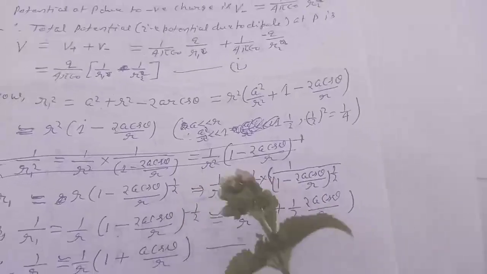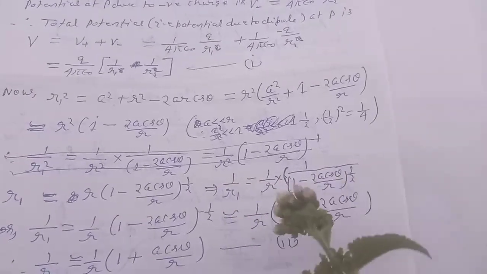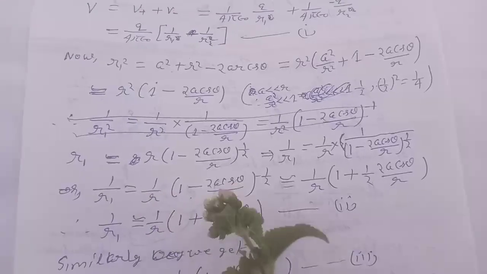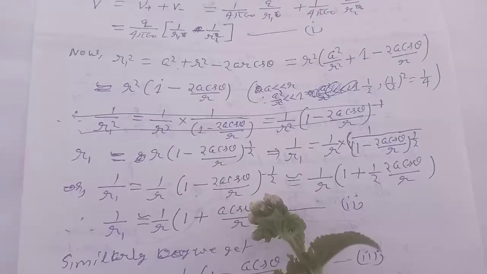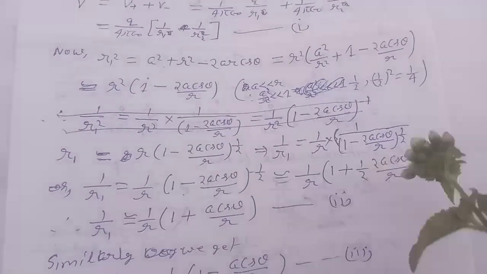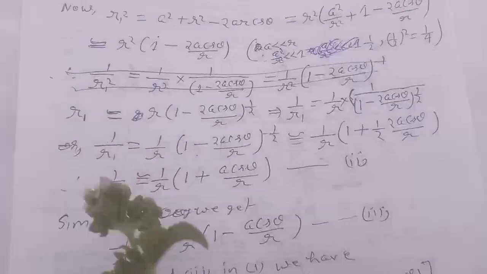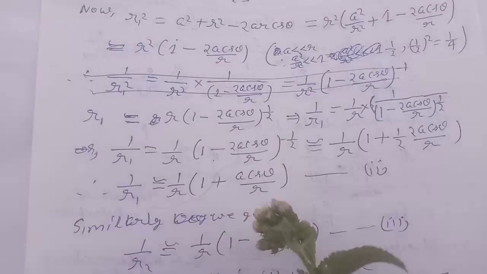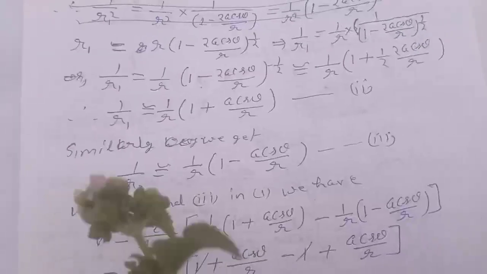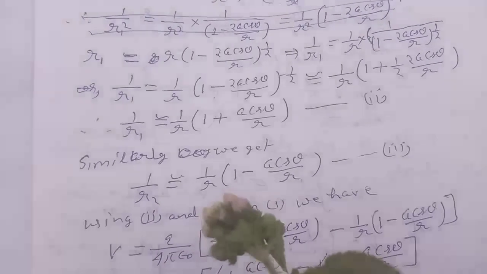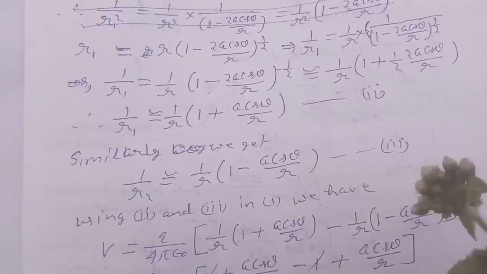So R1 equals R into (1 minus 2A cos theta by R) to the power 1 by 2. This implies 1 by R1 equals 1 by R into (1 minus 2A cos theta by R) to the power minus 1 by 2, which is approximately 1 by R into (1 plus 1 by 2 into 2A cos theta by R). Hence 1 by R1 is approximately 1 by R into (1 plus A cos theta by R), equation 2. Similarly, we can get 1 by R2 approximately 1 by R into (1 minus A cos theta by R), equation 3.